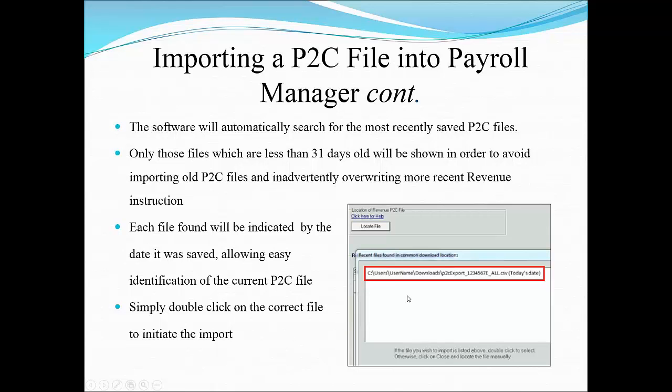So you may end up with a listing here if you've had a couple of P2C files exported in the last month. It will only show the P2C files which are less than 31 days old in order to avoid you importing old P2C files and perhaps inadvertently overwriting more recent revenue instruction. Okay. If you do get this pop-up window, all you do is double-click anywhere on the line and that will populate the following screen with your employee details.